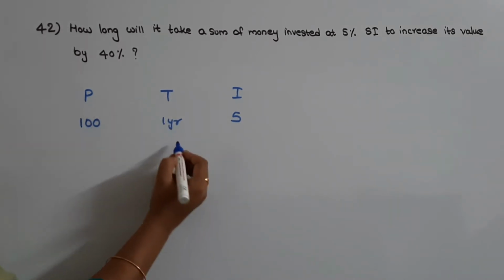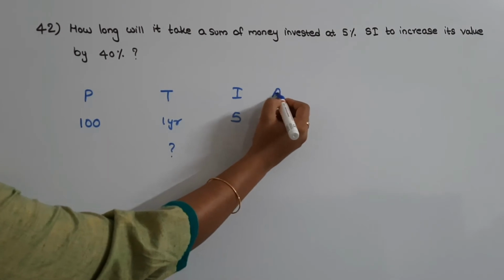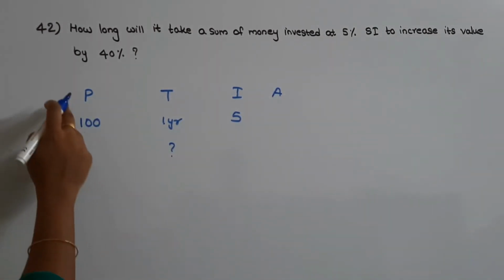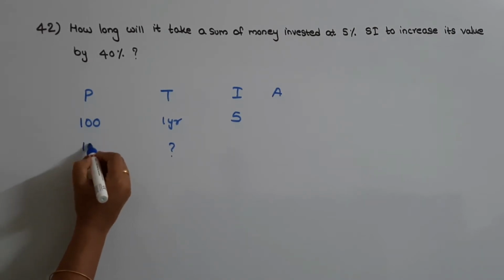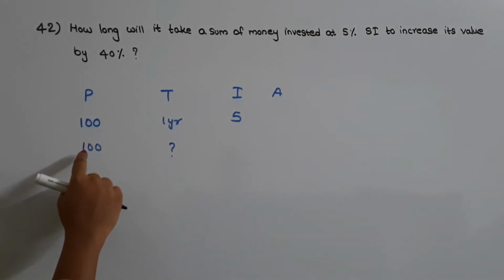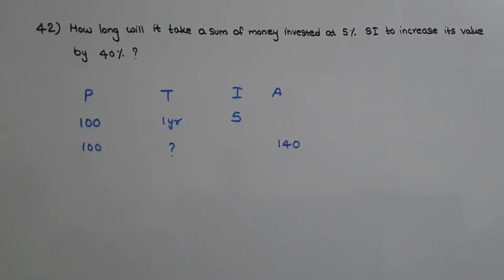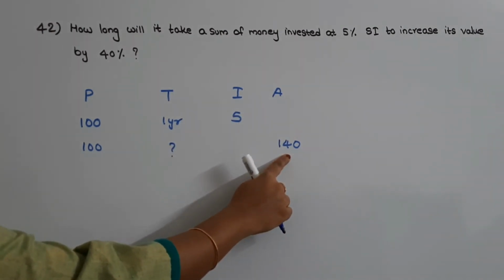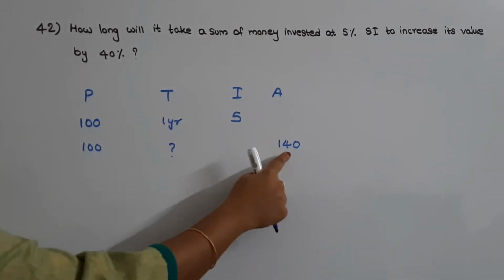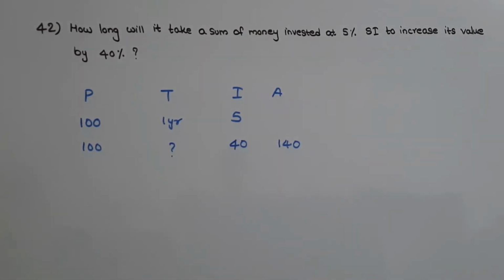Now we need to find out the time taken for the amount to become 40% more than that of the principal. So here also let us assume the principal as 100. So amount is 40% more means that will be equal to 100 plus 40, that is equal to 140. Now if the amount is 140 and the principal is 100, what is the interest? That will be equal to 140 minus 100, that is equal to 40.